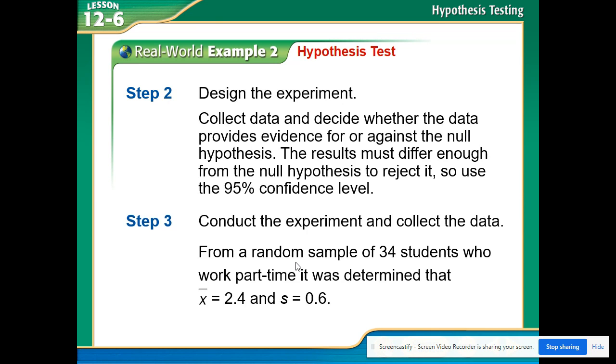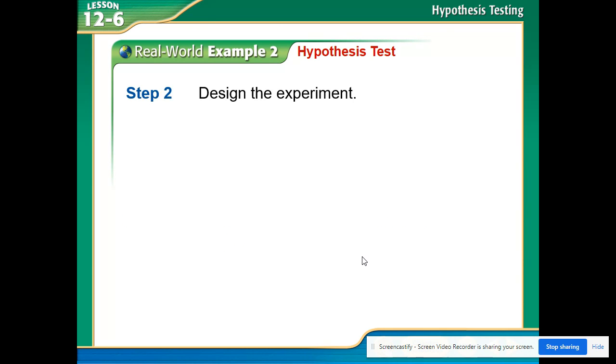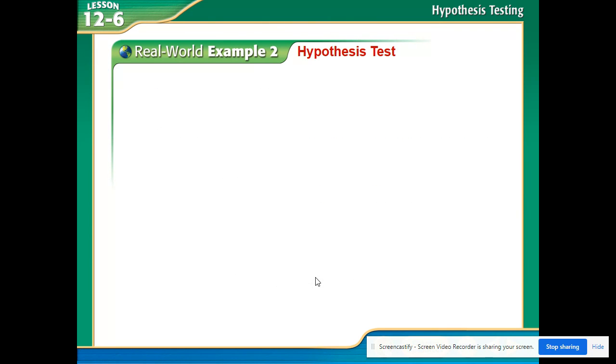Now remember what we were trying to find. We go back, we have to say it equals 2.6. So is that 2.6 in my interval? Barely, but it is. 2.6 is in this interval. So we are going to accept it.